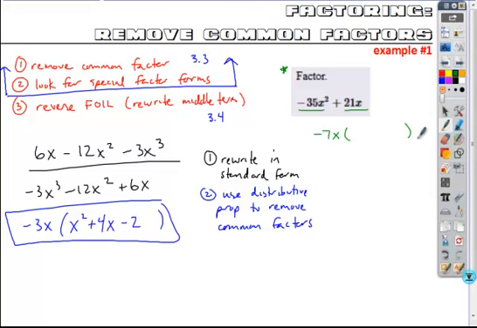What's going to be left is going to have the exact same number of terms as your original. So -35 divided by -7 leaves a +5. X squared divided by an x leaves 1x. And then 21 divided by -7 leaves a -3. X divided by x leaves nothing. And so that would be your simplified form.